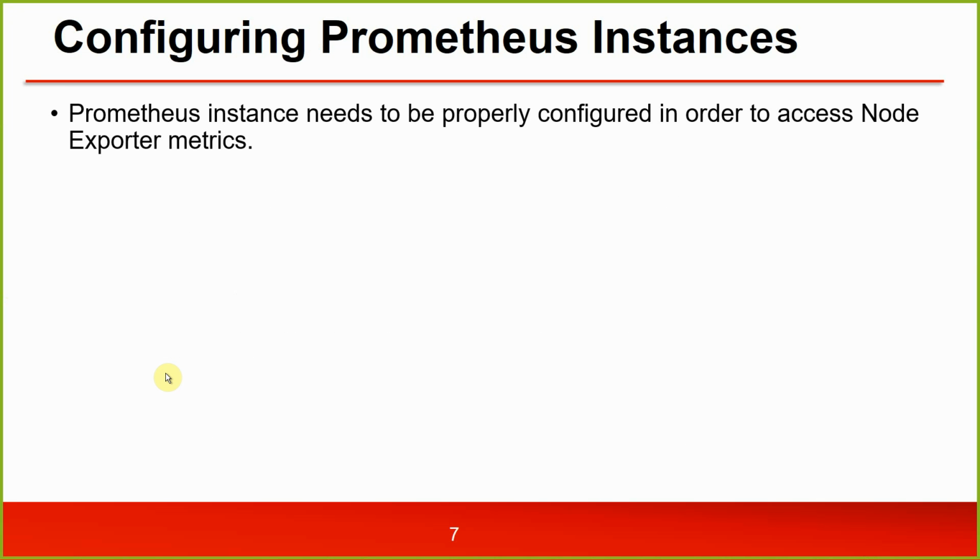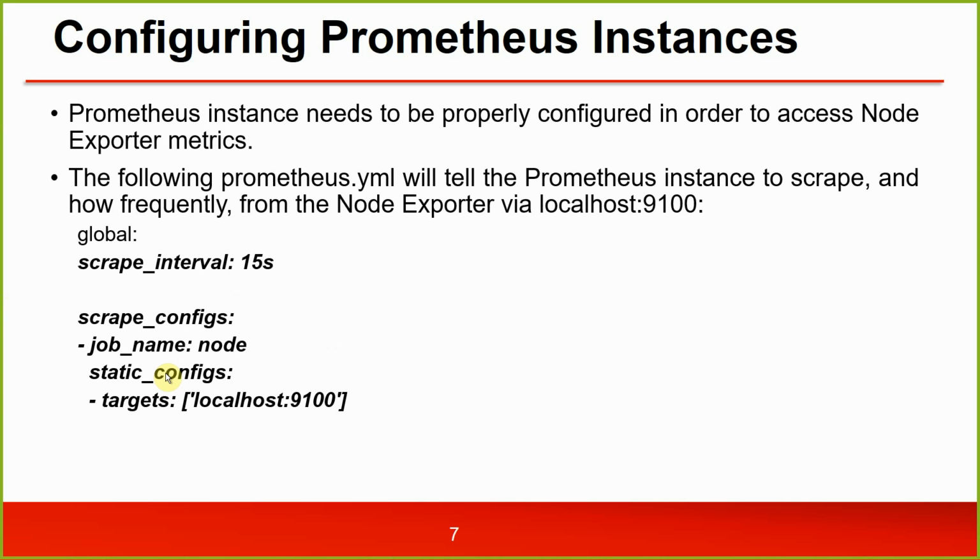Configuring Prometheus instances. A Prometheus instance needs to be properly configured in order to access node exporter metrics. In this prometheus.yml file, as I explained during my demonstration, you need to configure it as a job. This was the job name; give any job name. Under static configuration, you need to specify the host name and the port number, and this is how you specify the target. So the name, static configuration, and the target, that's how you specify your scrape.